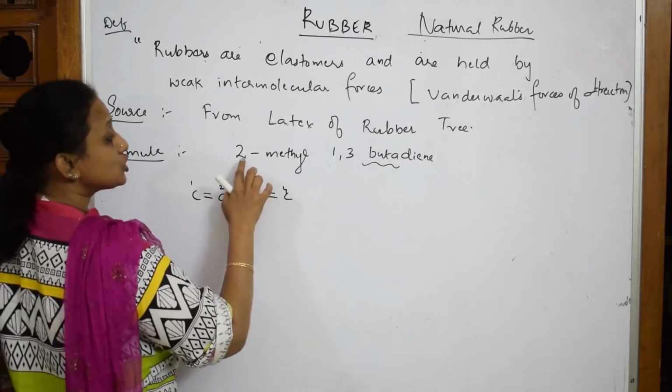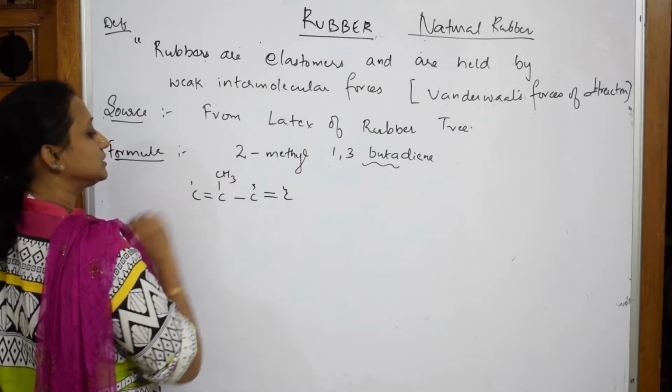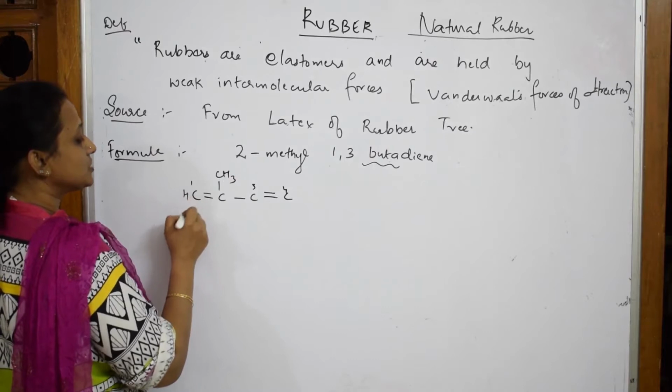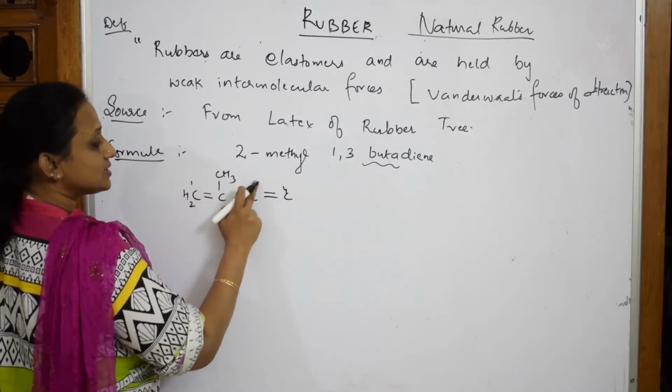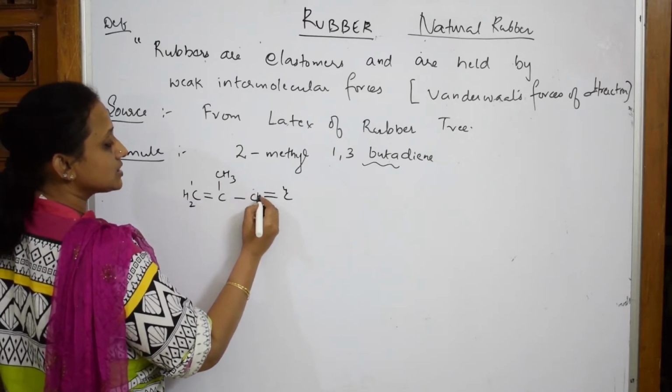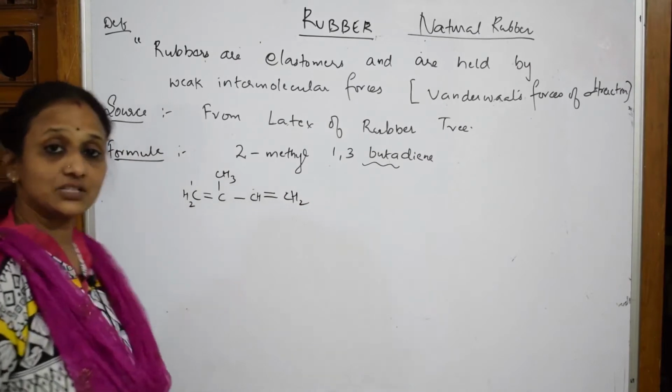Butadiene. So they said 2-methyl. So in the second carbon, there is a methyl group. This is your methyl group. Now fill in all the hydrogens. So CH2, this there is no hydrogen because already 4 valencies are satisfied. 1, 2, 3. Here there is 1 hydrogen, here 2 hydrogens. This is called your natural rubber.